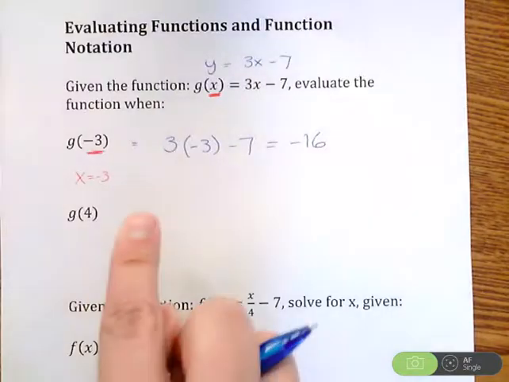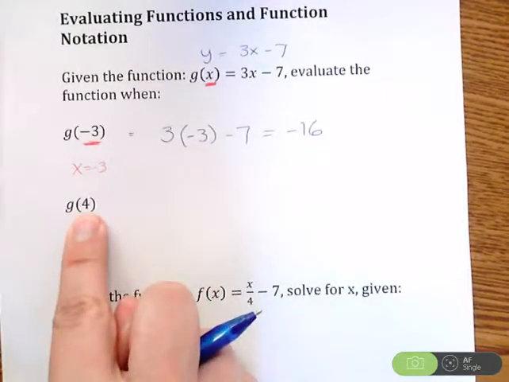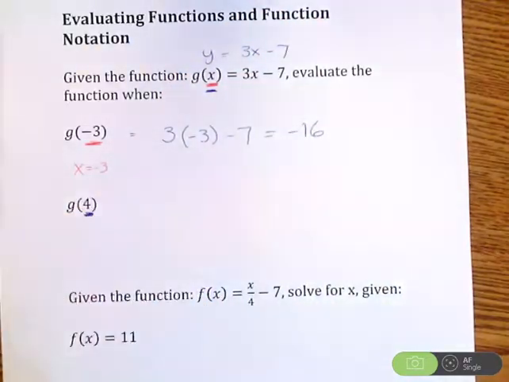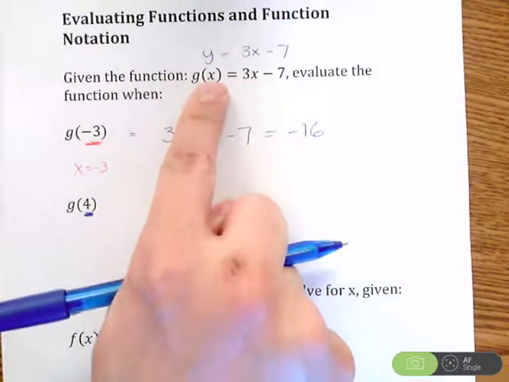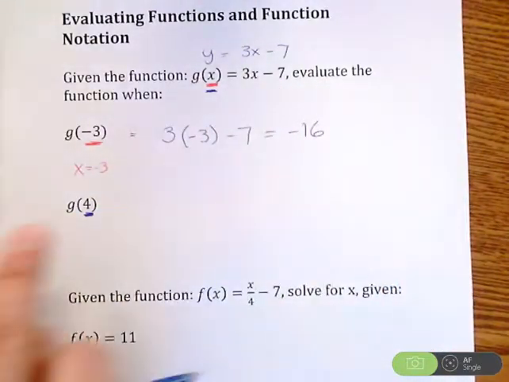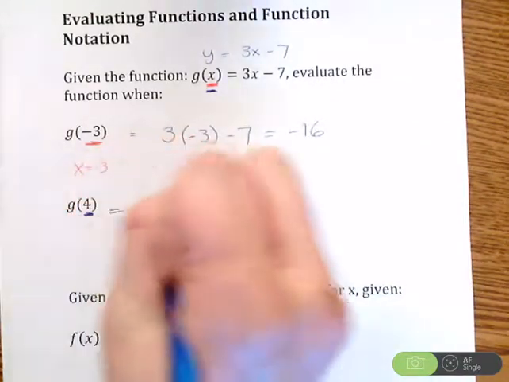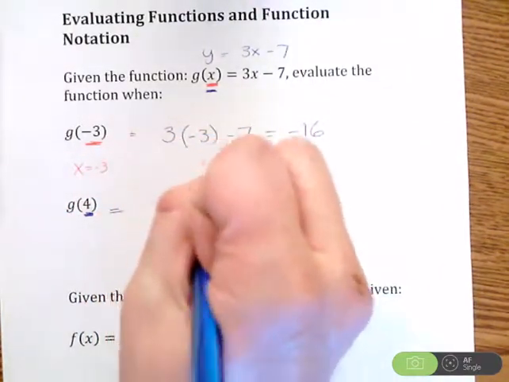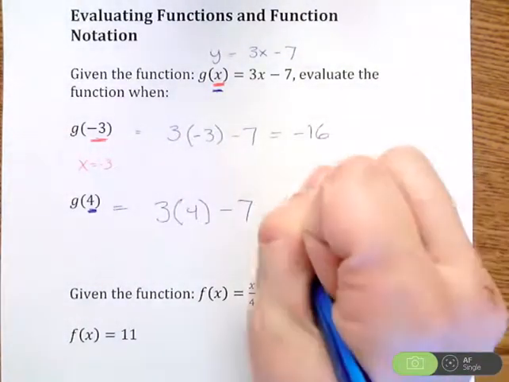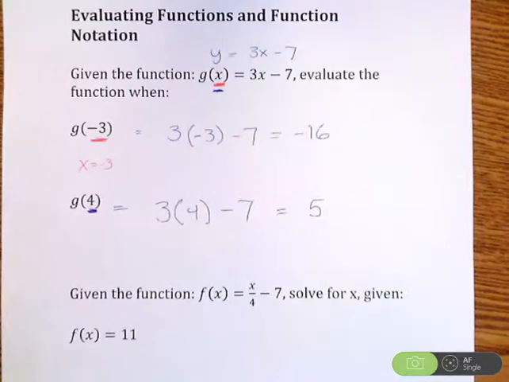And I could do the same now with this next one. So I have g of 4. So instead of having an x inside my parentheses, I now have a 4. So my x needs to become a 4. So in my equation, I'm going to substitute, replace all x's with 4's. So this is going to be 3 parentheses 4 minus 7. You could type that in a calculator, parentheses and all, and you're going to get 5. So that's evaluating those functions.